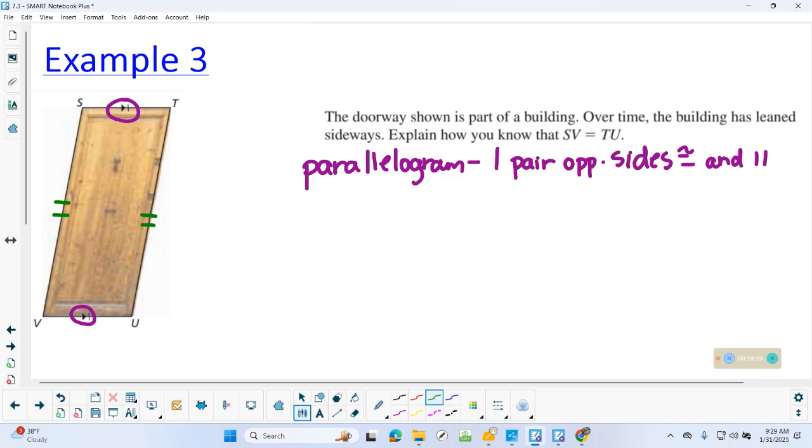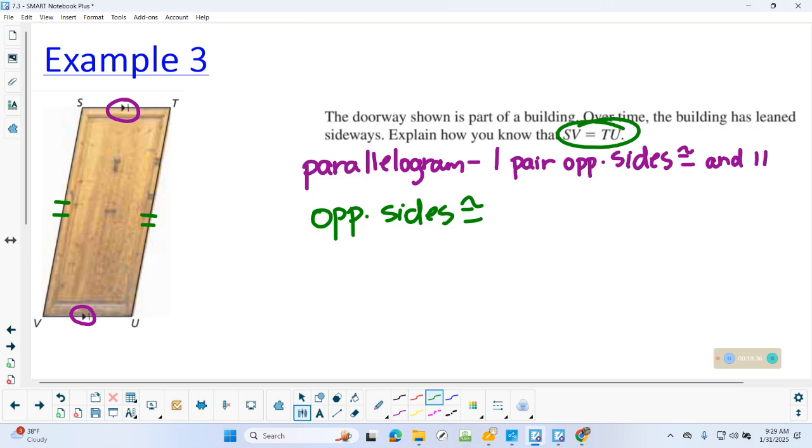Okay. So now that you 100% know it's a parallelogram, do we of course know that SV and TU are going to be the same? Is that one of your properties of parallelograms? Yes. Because of course opposite sides are congruent. That's for this part. So that's kind of the difference from yesterday.